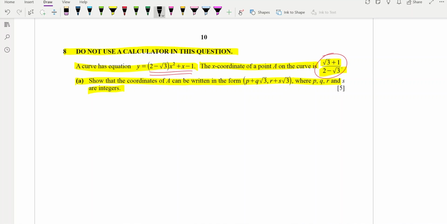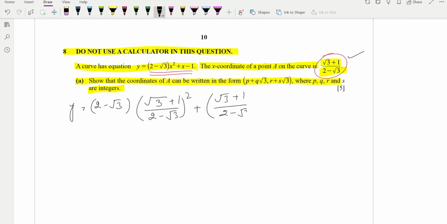So our y will be equal to 2 minus under root 3 times x squared, and this will be our x value. So it will be under root 3 plus 1 over 2 minus under root 3, squared, plus under root 3 plus 1 over 2 minus under root 3, minus 1.